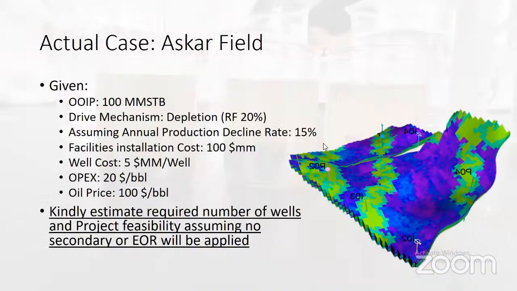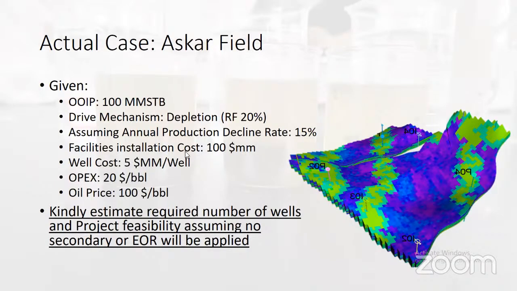Okay, so let's go through a simple application example to see how we can determine the number of wells and do a simple project feasibility or economic modeling for our project. We have a field that is called Oscar field. We have 100 million oil barrels. The drive mechanism is a depletion drive. The recovery factor is about 20%. Assuming the annual production decline rate is 15%.